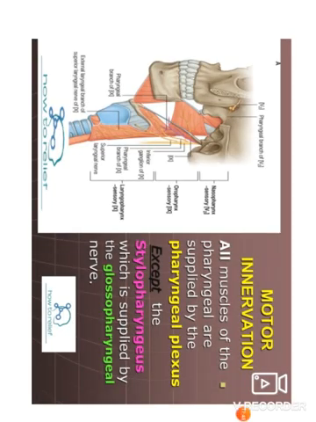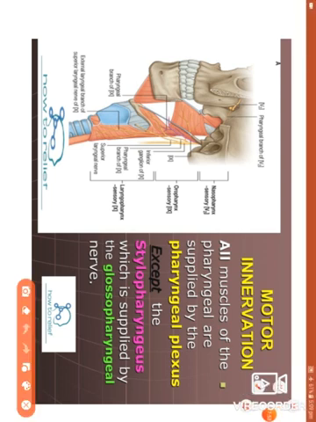Then coming to the nerve supply, there is a motor supply of the muscles. All the muscles of the pharynx get their supply through the pharyngeal plexus. The pharyngeal plexus consists of the pharyngeal branch from the glossopharyngeal and vagus, the superior laryngeal nerve, and the sympathetic fibers from the superior cervical ganglion.